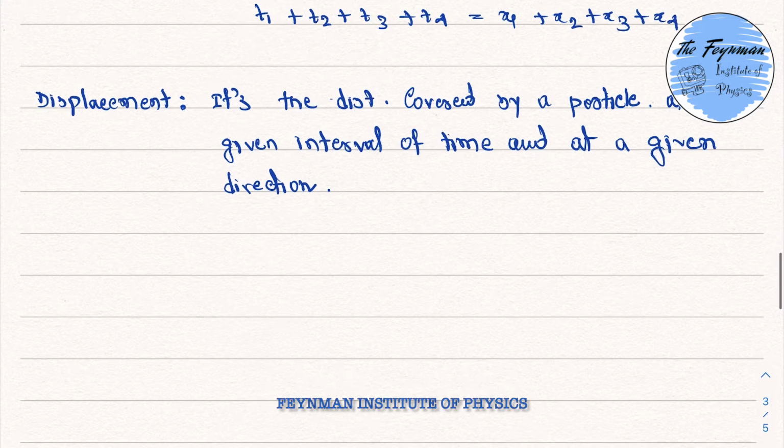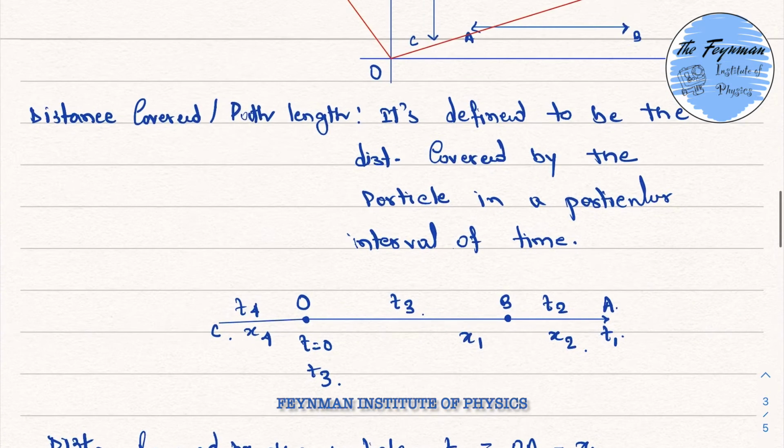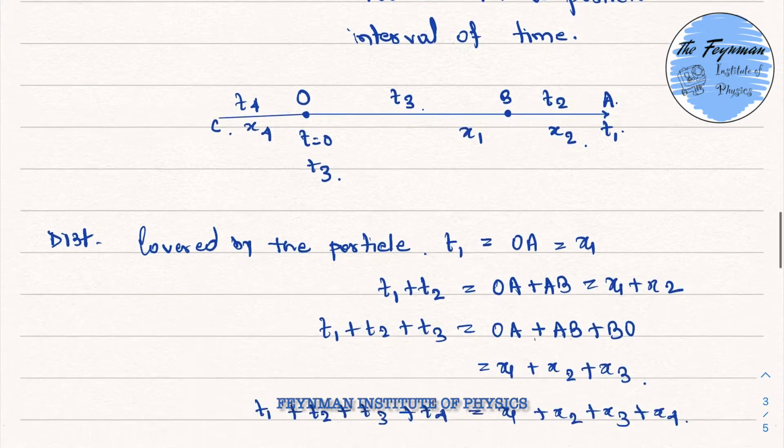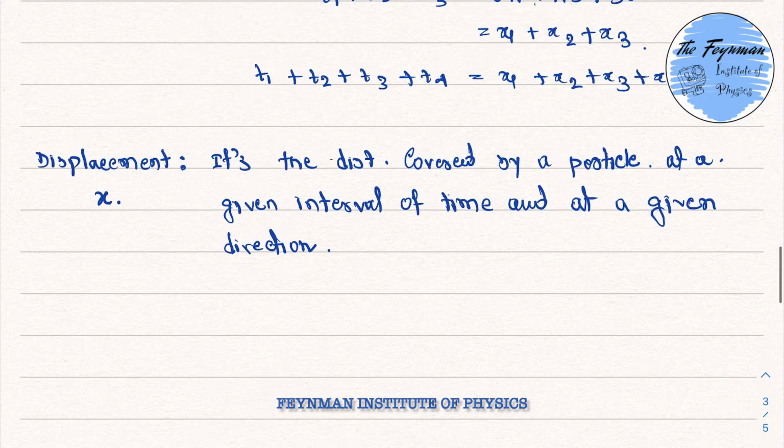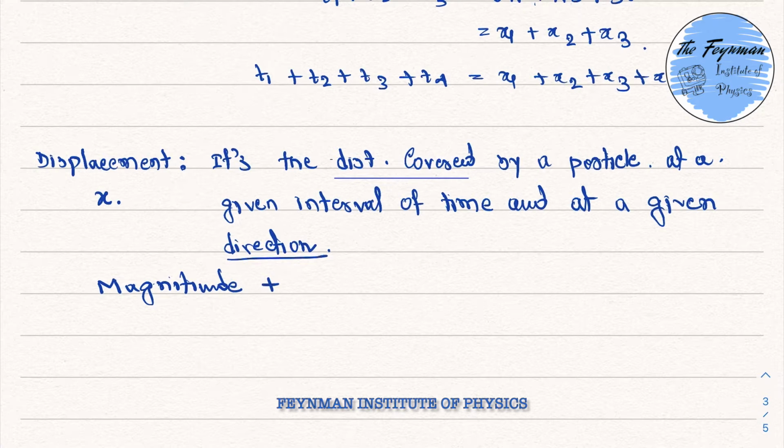So from the definition of displacement, now say we represent distance covered or path length by small d and displacement of the particle by x. From the definition of displacement, we can find that it has a magnitude part, that is distance covered, so it has magnitude and direction property. So displacement is a physical quantity which is associated with both magnitude and direction.